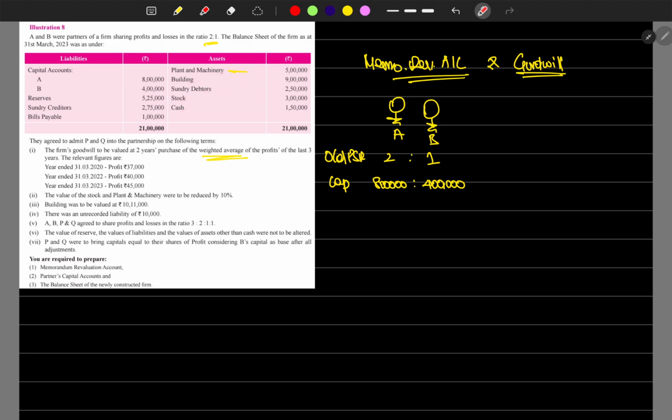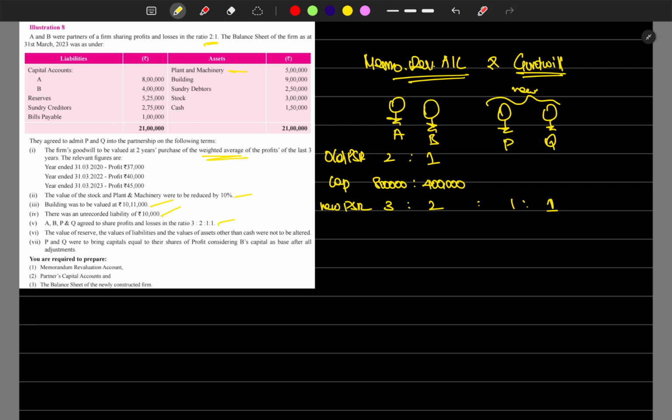Then the partnership firm has admitted 2 new partners, who are P and Q. And they are given with the goodwill information, 2 years of purchase, weighted average profit, last 3 years' profit has been given. Okay, let's find out. And revaluation details have been given: plant and machinery reduced, building revalued, and unrecorded liability of 10,000. The new profit sharing ratio is given, new PSR, which is 3:2:1:1.